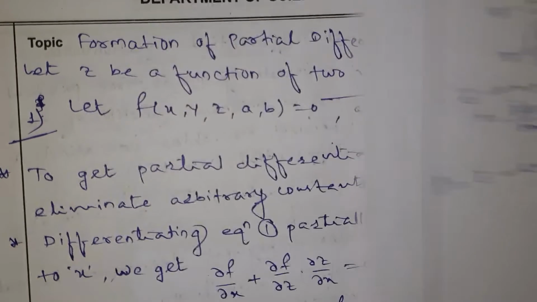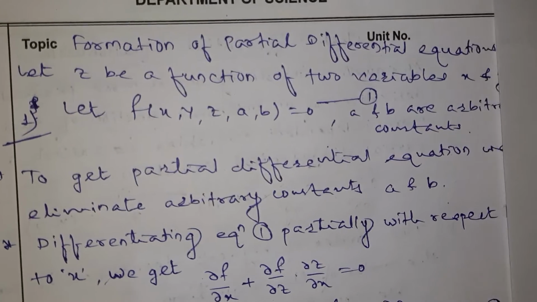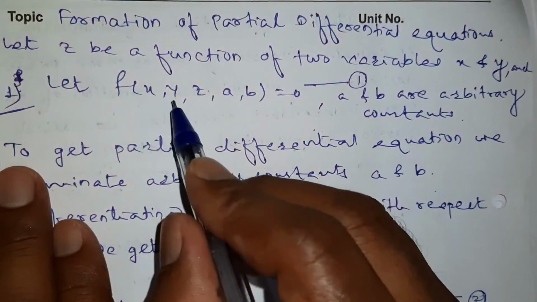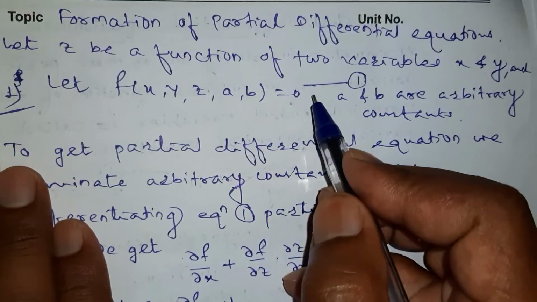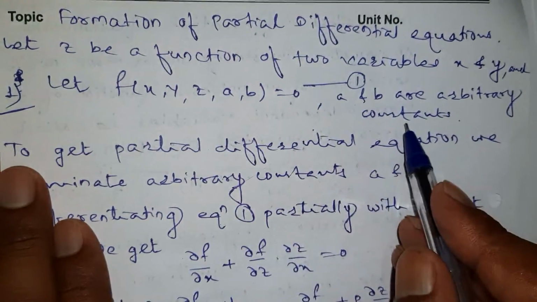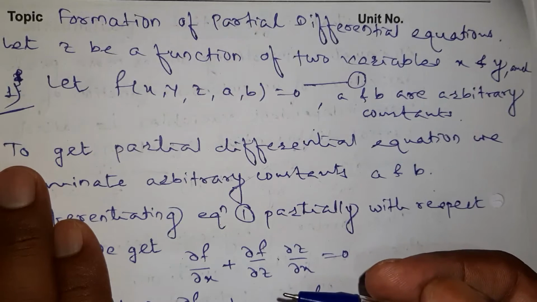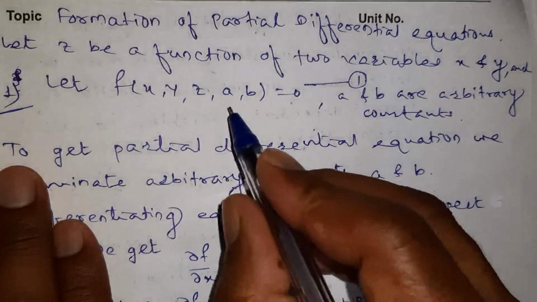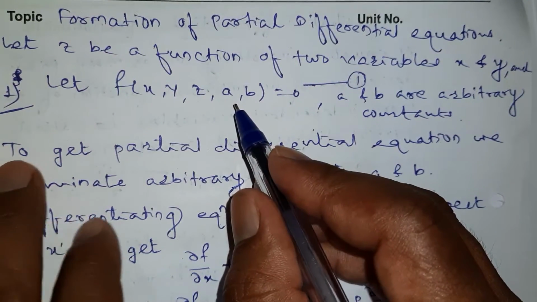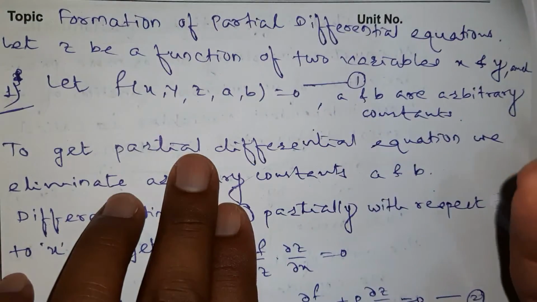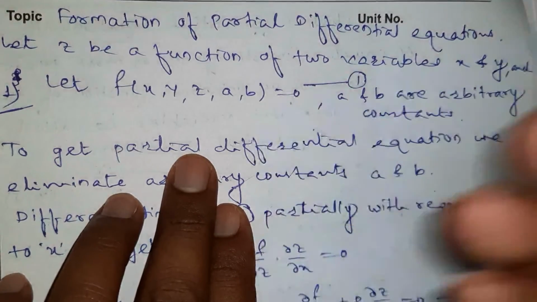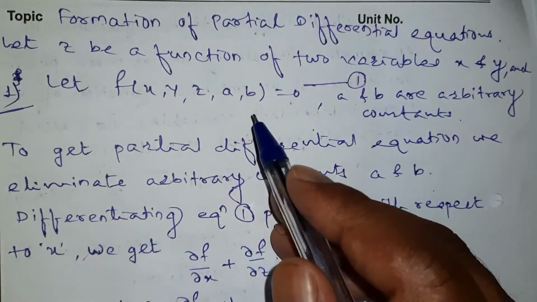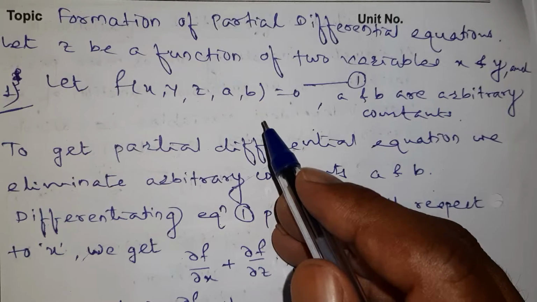Now, I have this function. I will tell you how to solve it. Just concentrate on each and every step. So I have a function f of x, y, z, a, b equal to 0, which means it contains arbitrary constants. Arbitrary constant means which constant? A constant which changes from one solution to another solution. Just like here, the value of a in one solution may be 2, but in another solution the value of a may be 5. So it is not a constant, it is an arbitrary constant. It changes from one solution to another solution.